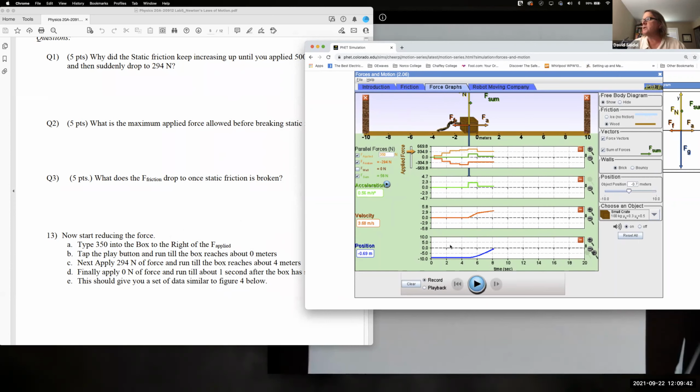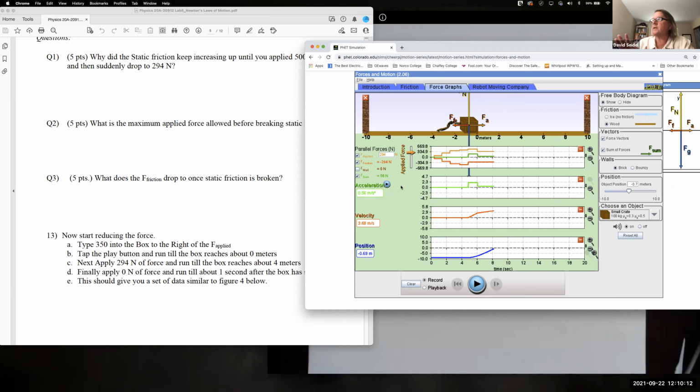So here's my position. Here's my velocity. My acceleration went down, but I was still increasing velocity. Now, what's going to happen when I type in 294? What do you suppose is going to happen when I type in 294? Araceli, Anna, you got an answer for me? It'll continue moving.